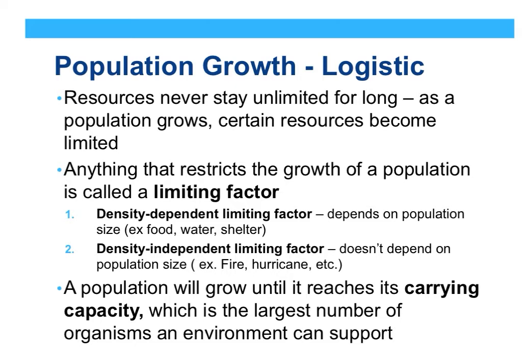Density independent limiting factors are those that don't depend on the population size, but do limit the population. Those are things like natural disasters, whether it's a fire, a hurricane, a tsunami, whatever. It's going to impact the population in that area because it's going to basically wipe out anything that's living in that area.